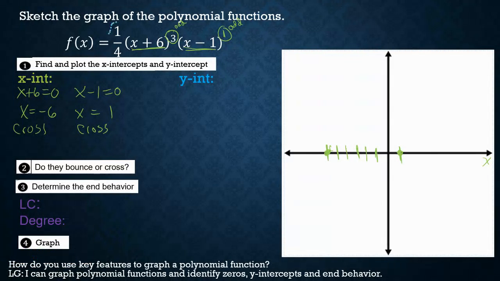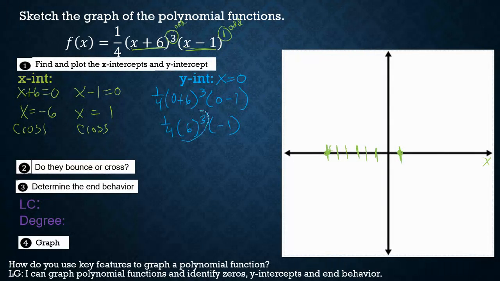You're going to just basically rewrite this entire function, but instead of x, you're going to replace it with 0. So we're going to do 1/4, (0 plus 6) cubed, (0 minus 1) to the first power. That 1/4 stays the same. That's going to be 6 to the third power times a -1. So I basically just did 0 plus 6, 0 minus 1.